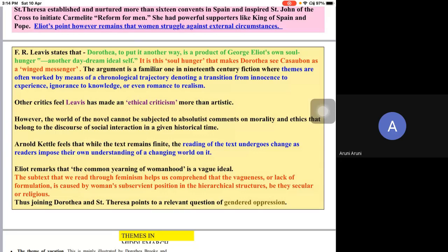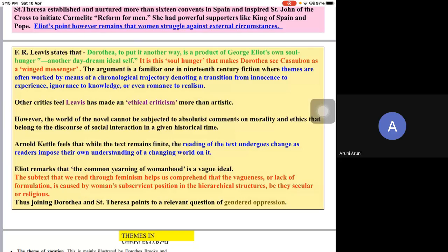The argument is a familiar one in 19th century fiction, where themes are often worked by means of a chronological trajectory denoting a transition from innocence to experience, ignorance to knowledge, and even romance to realism. So we can say that she began with idealistic, almost romantic notions, and as the marriage progressed, she realized that she was badly mistaken. So this is a familiar argument in 19th century fiction, where we often see this chronological trajectory, talking about time.